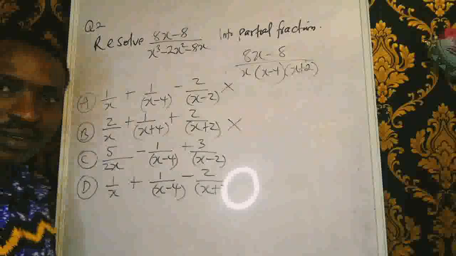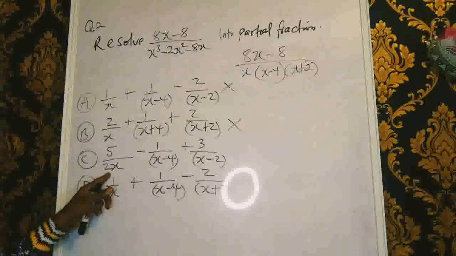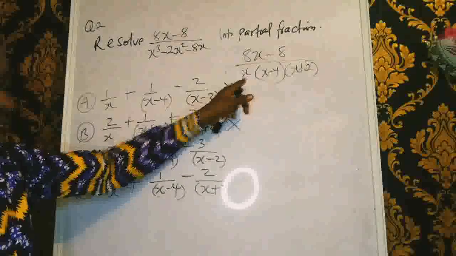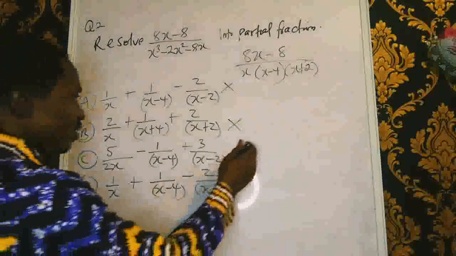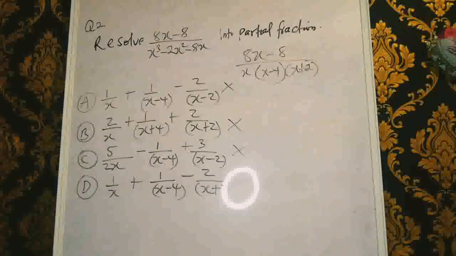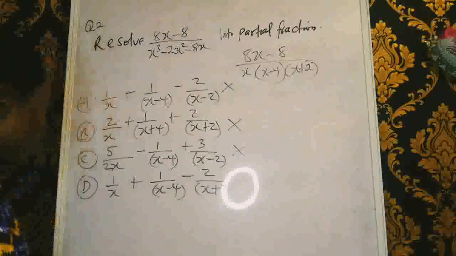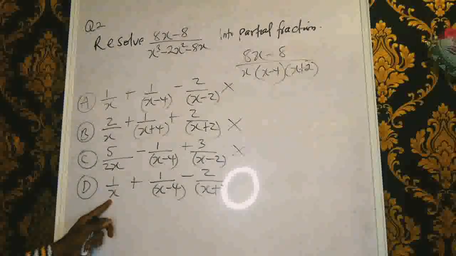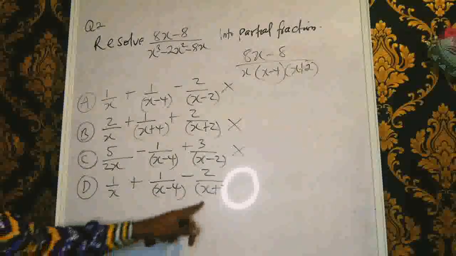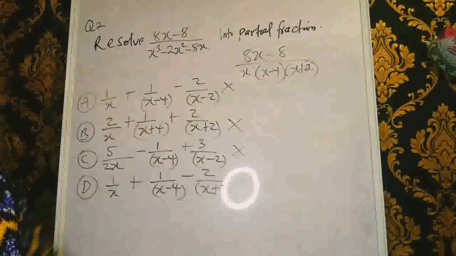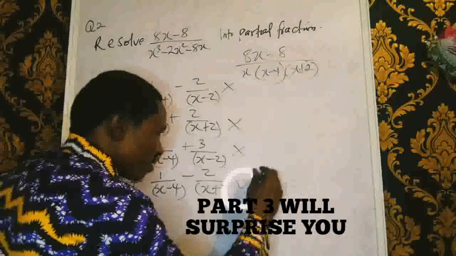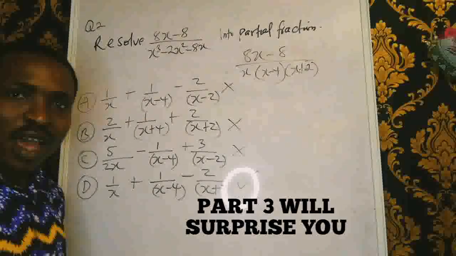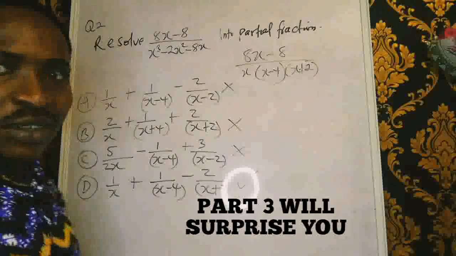In the C part, I have 2x instead of x. So it's already no for this. And let's look at D. In our D, I have here x, I have here x minus 4, I have here x plus 2. And that's what I have here. So this is my correct answer. So even without solving, I've been able to get the answer to this.